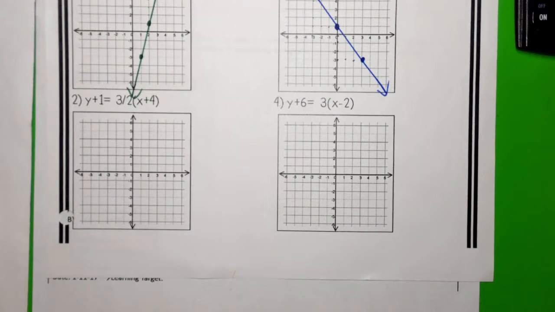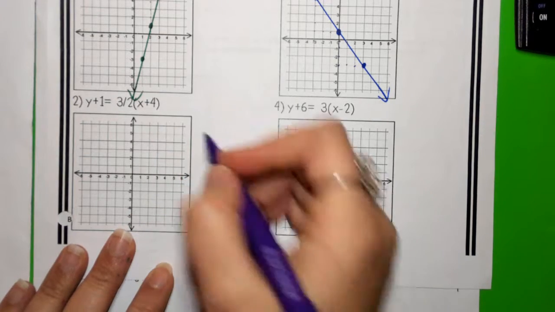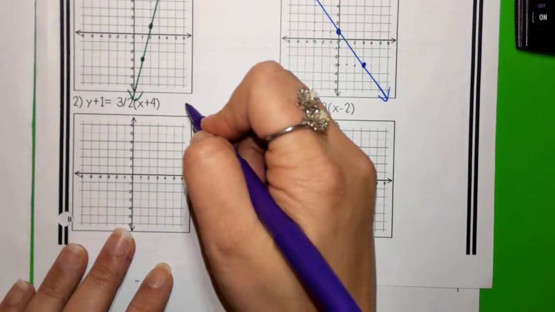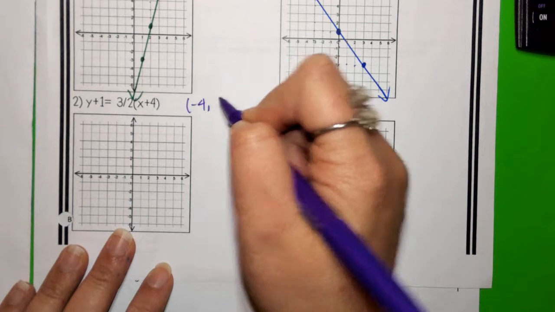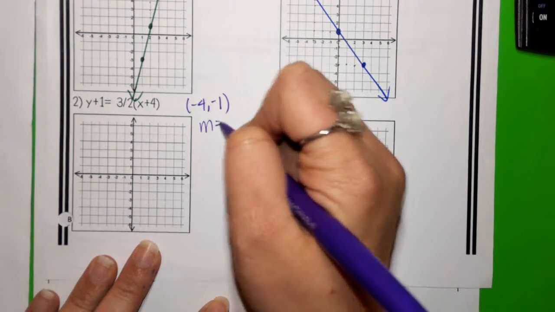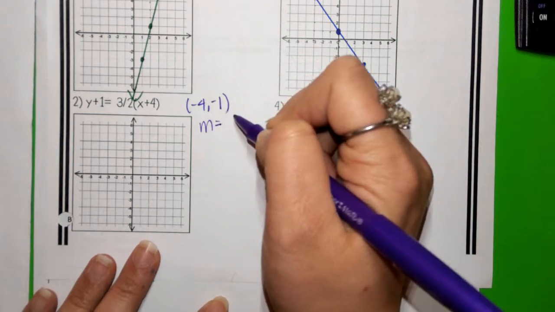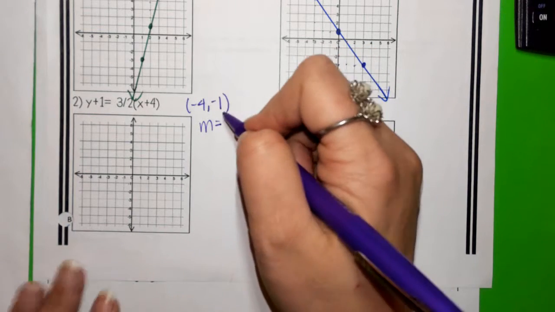Hufflepuff, y'all think you can tell me what the point is for number 2? All right, Mitchell. Number 2, down here. -4, and then -1. That's what I'm talking about. And what's your slope? 3 divided by 2.